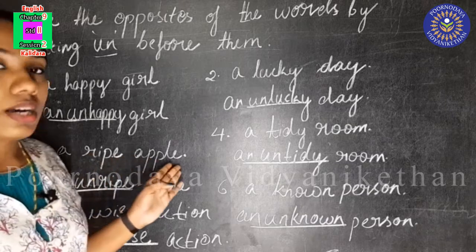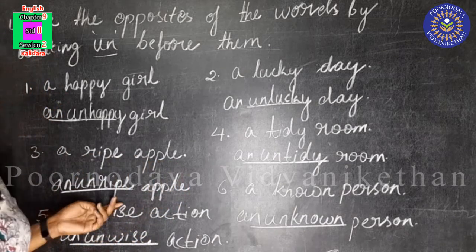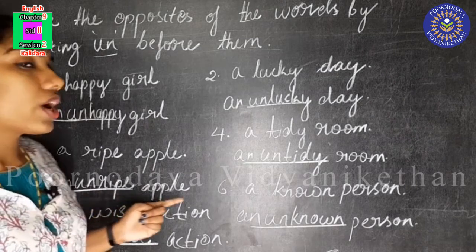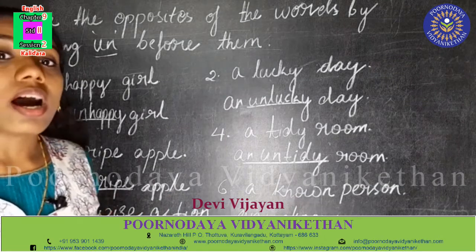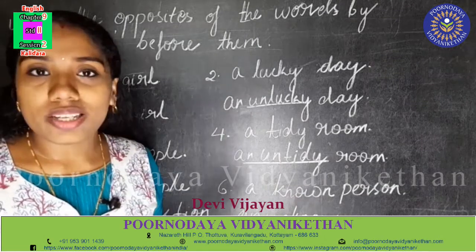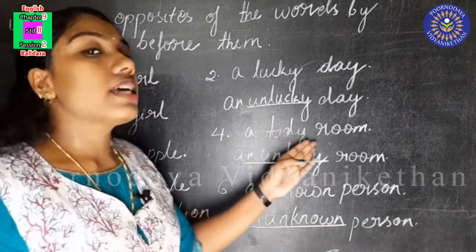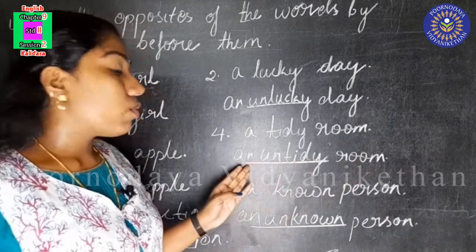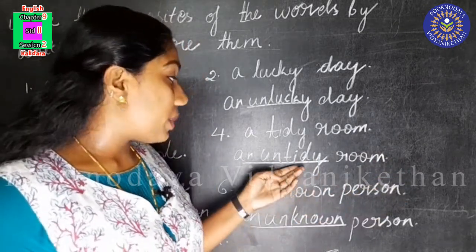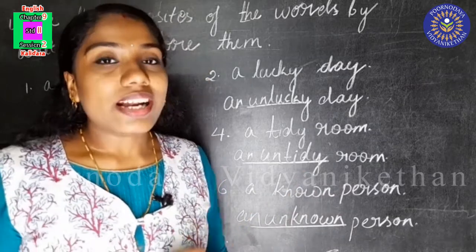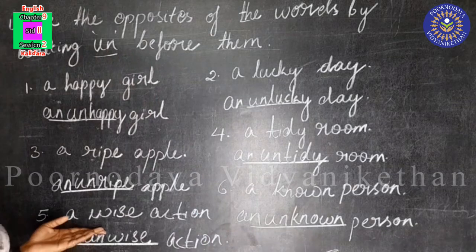See the third one. A ripe apple. So what is the opposite? An unripe apple. What is the meaning of unripe? Unripe means not ripe. Now see the next one. A tidy room. And what is the opposite? An untidy room. What is the meaning of untidy? Untidy means not tidy.